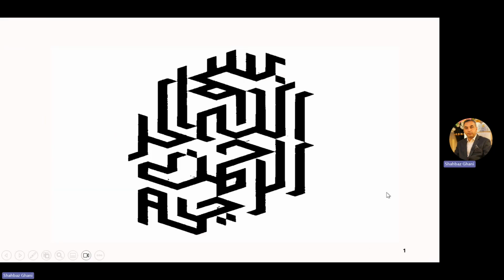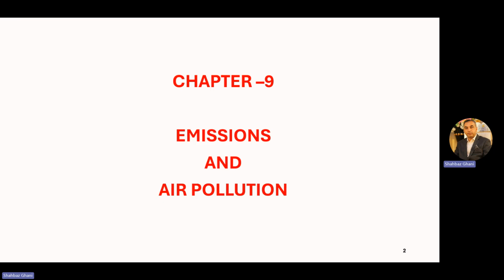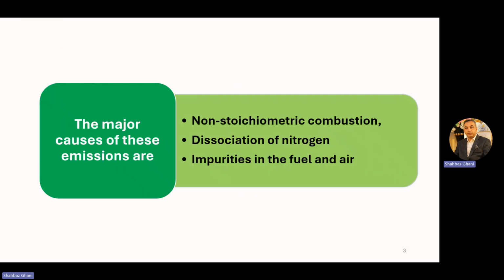Today in chapter 9, we will study emissions and air pollution. Up till chapter 8, we have studied the exhaust flow, the exhaust processes, and what is happening after the exhaust. Now, after the exhaust, what are these exhaust gases doing to our atmosphere and to our system? Let's see the emissions and air pollution.